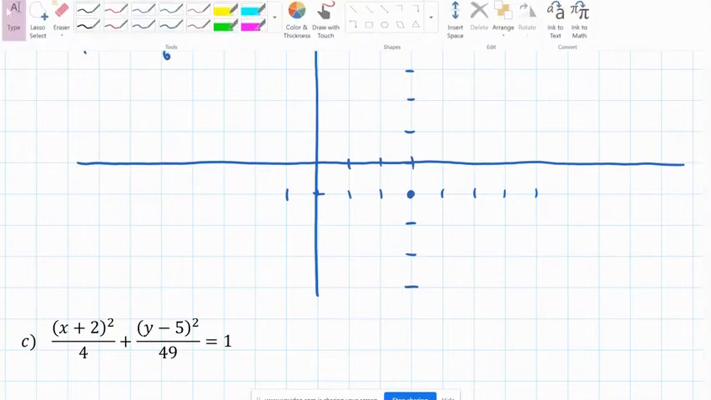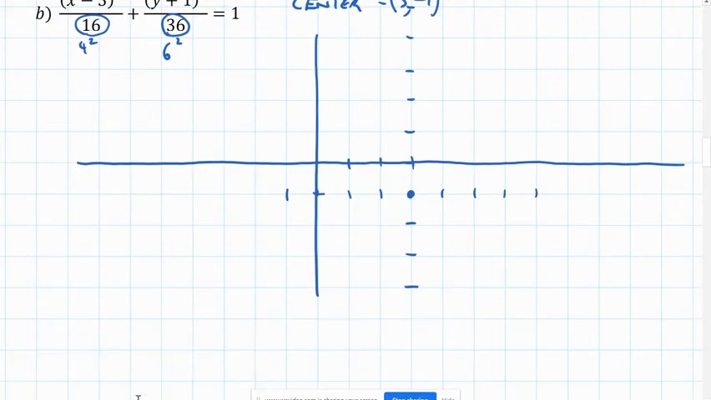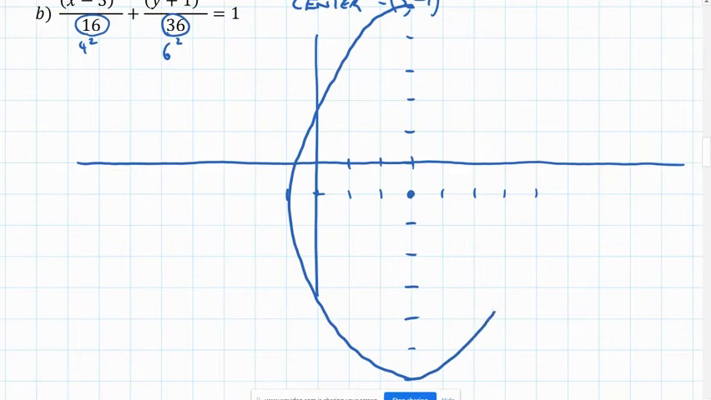Create a little more space here. So 1, 2, 3, 4, 5, 6. Okay. And so our ellipse then is going to go through those 4 vertices. Right there, up here, and down here. Okay?